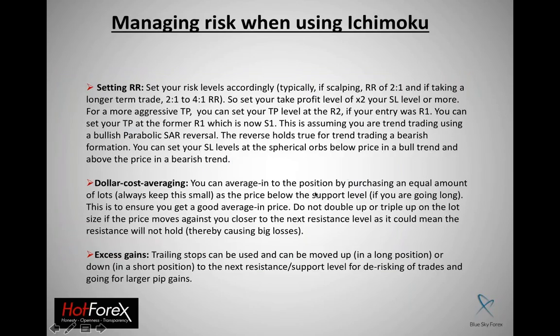Let's talk about risk when using the Ichimoku. So in terms of setting up your risk reward, set your risk levels accordingly. Okay, so if you're scalping, the risk reward is typically you're going to try and go for 2 to 1, but it's very tough to get 2 to 1, right? Scalpers normally are at 1 to 1. They're kind of stuck there. It's kind of lower quality trading slightly, not necessarily, but slightly.